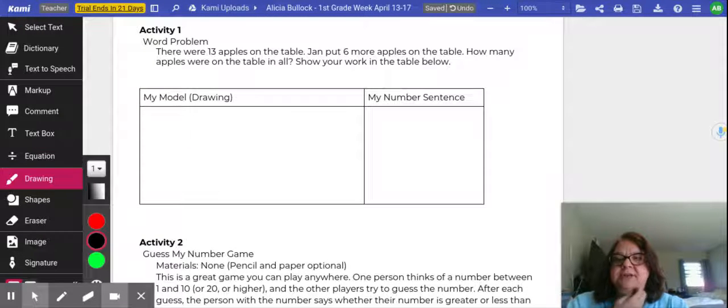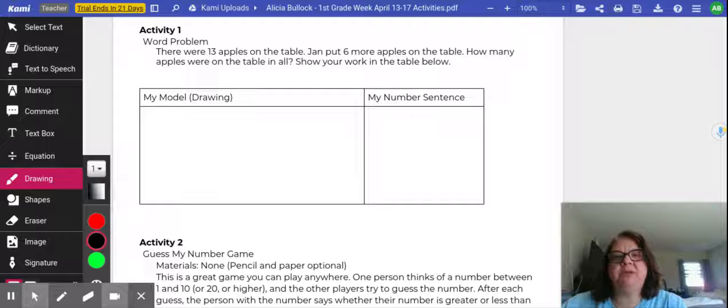So this first one is a word problem, and what it wants you to do is to draw a picture. We've done this lots and lots of times. Remember, our goal is to figure out after reading the problem if we are adding or if we are subtracting. That is the first thing that we're going to figure out after we read the problem.